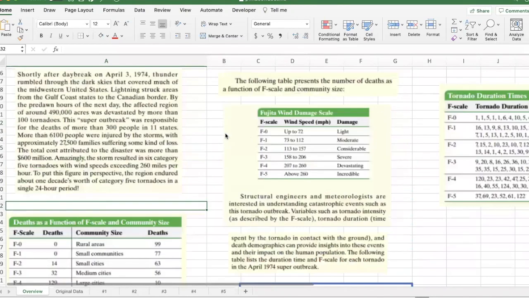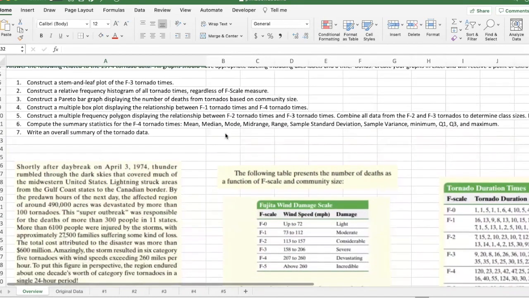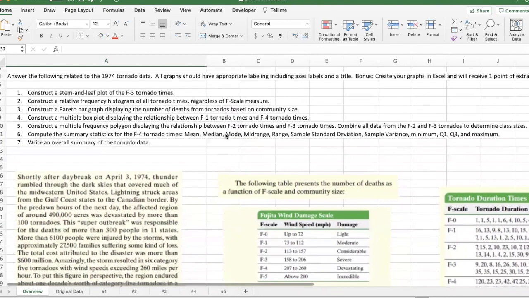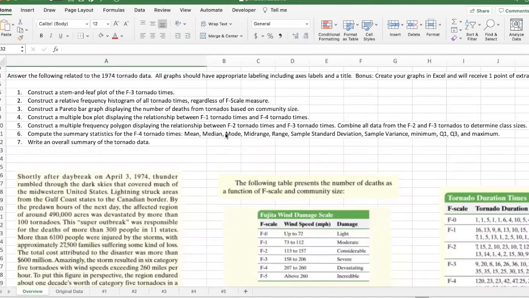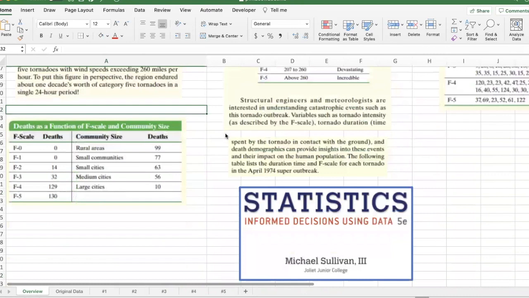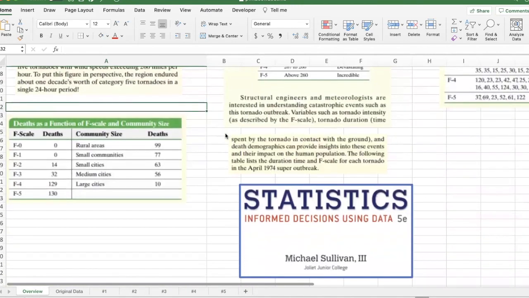So I'd like to give a brief overview of Project One. Some of you may have never done any work in Excel before, and if you haven't, this is probably for you. This is your first project. It's on tornado times in this 1974 period. You have 7 different questions that you need to answer, and several of those are related to creating graphs in Excel. This problem was taken from Michael Sullivan's book, 5th edition of Statistics.